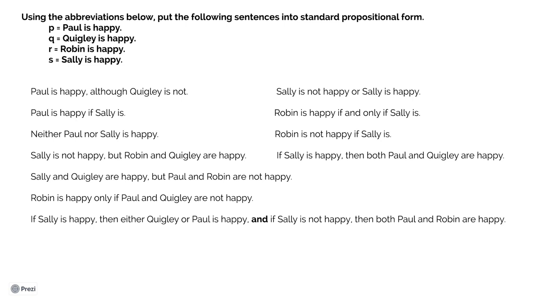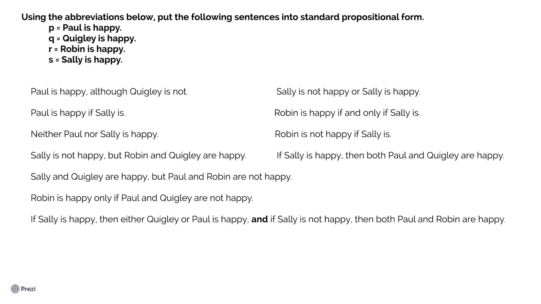If Sally is happy, then both Paul and Quigley are happy. So if S, both Paul and Quigley are happy. So we have S points to, or right arrow, P and Q. And P and Q need to be in parenthesis, otherwise it would suggest that P is part of the conditional, which would then make the conjunction the main operator and change the meaning of the whole proposition.